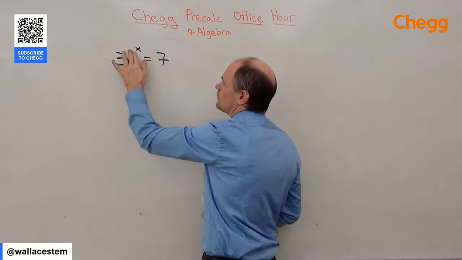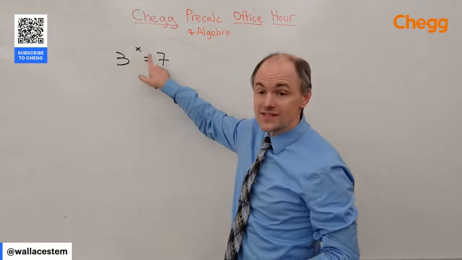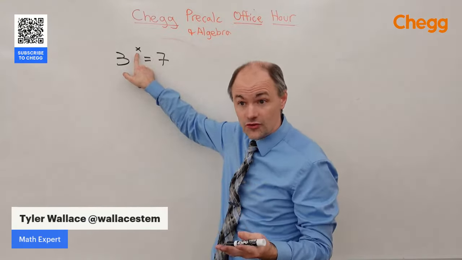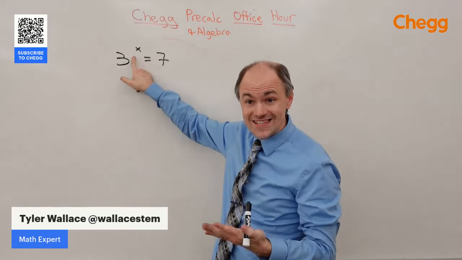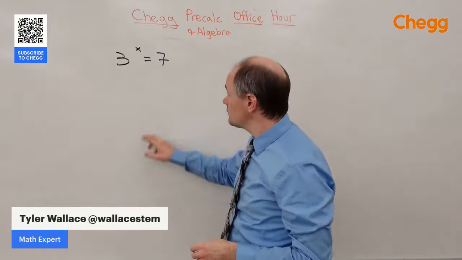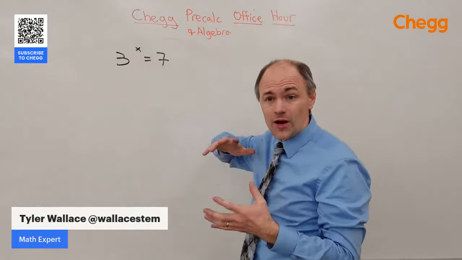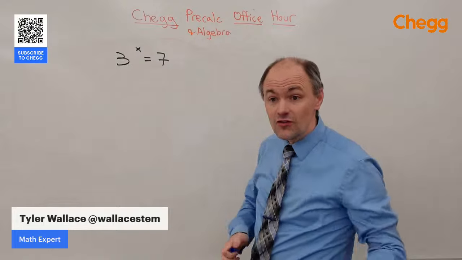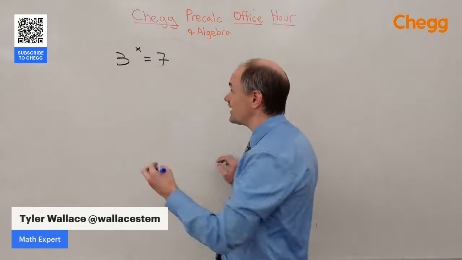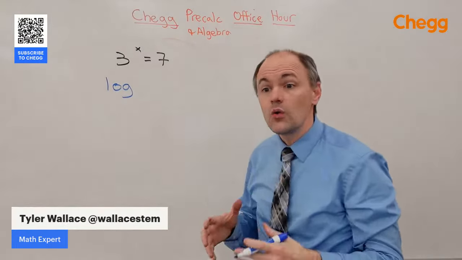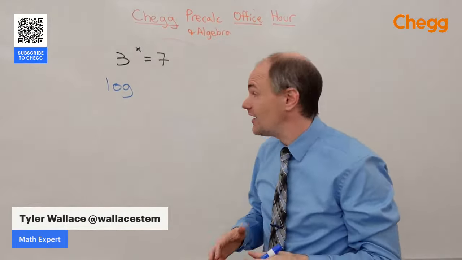Actually, let's just simplify this. We'll do a more complicated one in a minute. If we have 3 to some power equals 7, well, we know 3 to the first power is equal to 3, and we know 3 to the second power is equal to 9. So the exponent has to be somewhere between 1 and 2, but we don't know exactly what it is. We can solve that by rewriting this as a logarithm problem, because if you can't solve it as an exponent, we rewrite it as a log.